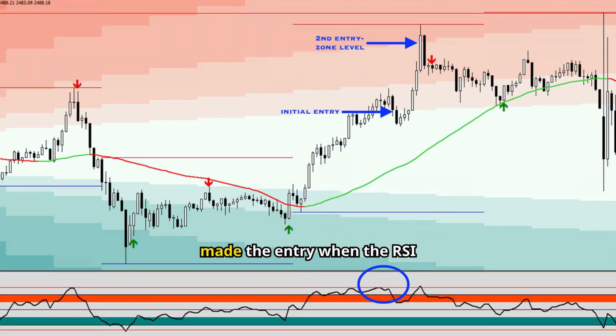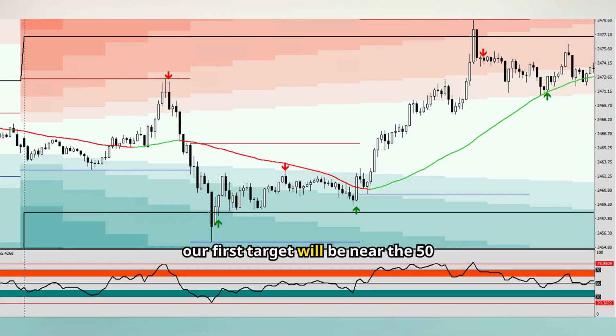Now, let's say we made the entry when the RSI hit the previous high, but the price continued to rise. In this case, the second entry would be made when the price reaches the next zone level. For exits, our first target will be near the 50 moving average, or alternatively, when the RSI approaches the 40 or 30 level, indicating it's time to close the position.